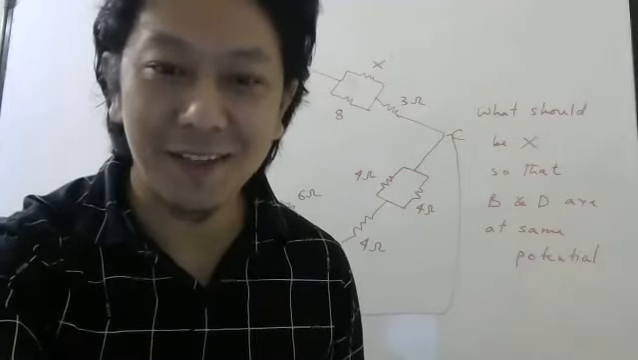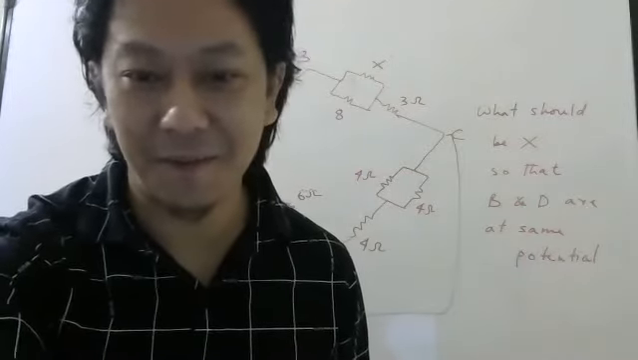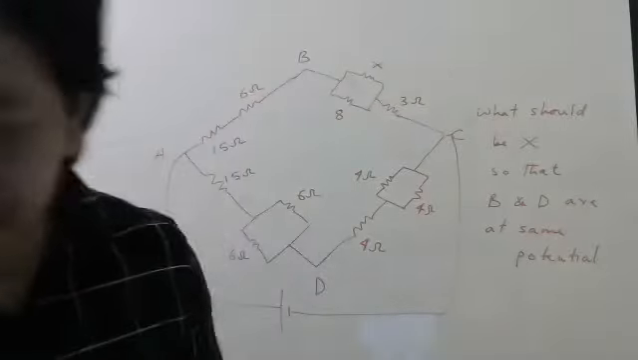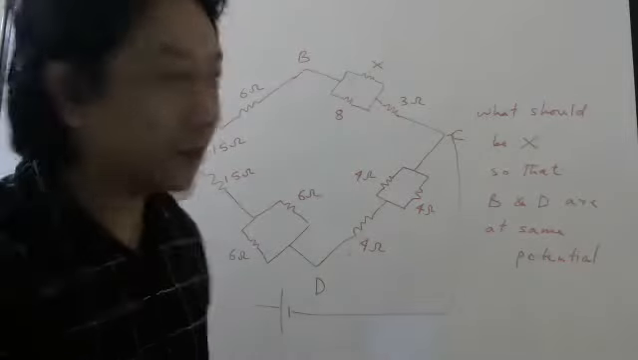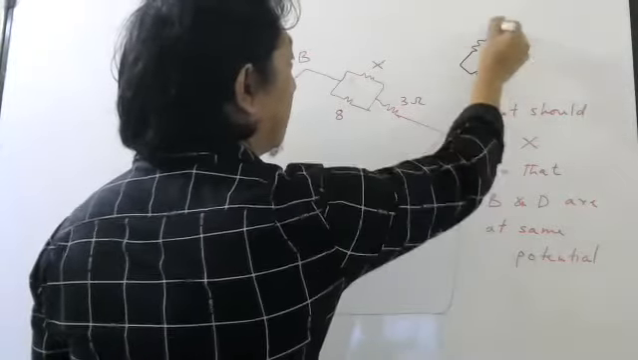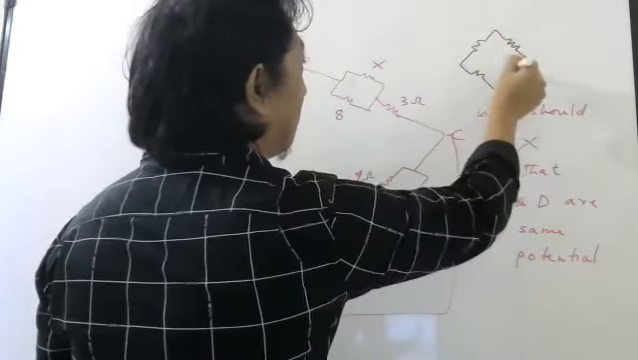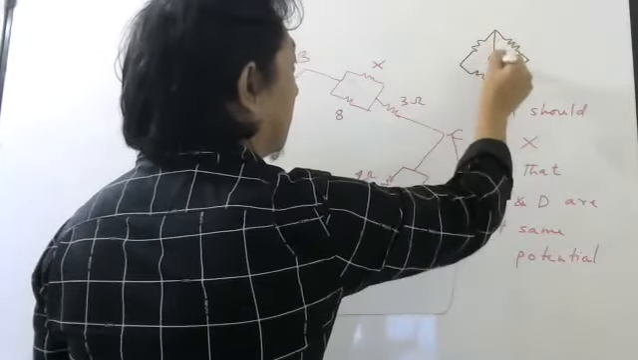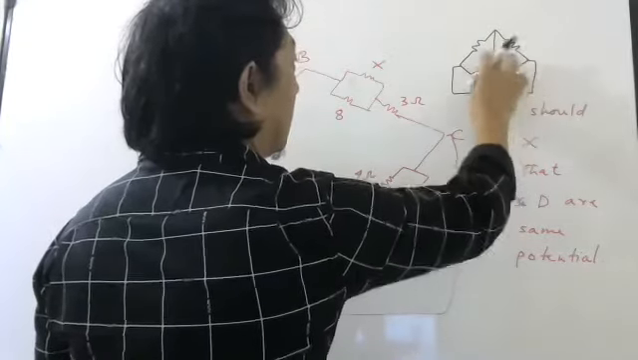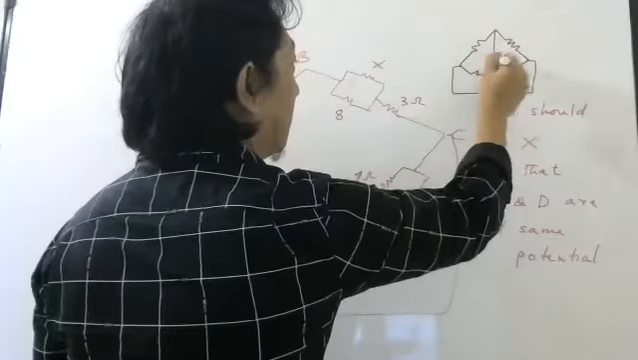So today we'll start the class with one problem. Last class, if you remember, Wheatstone Bridge. So the circuit of Wheatstone Bridge looks like this. This could be another resistor.